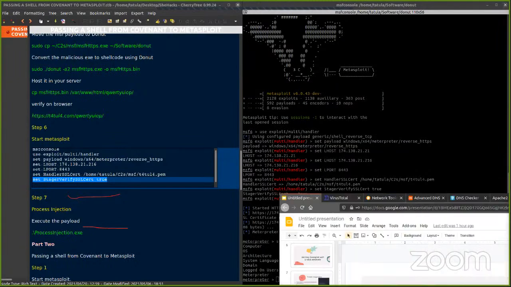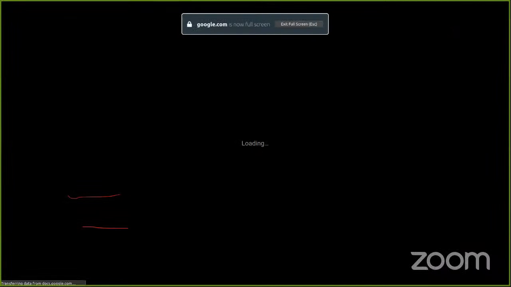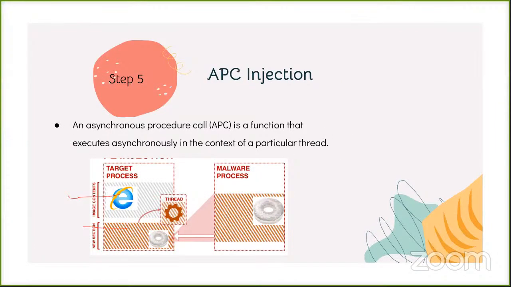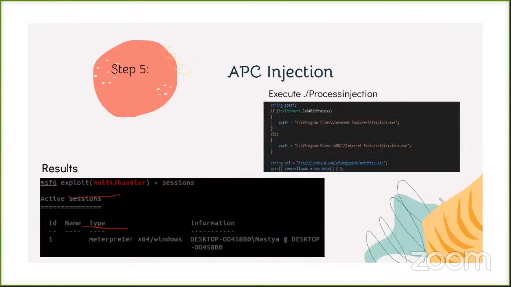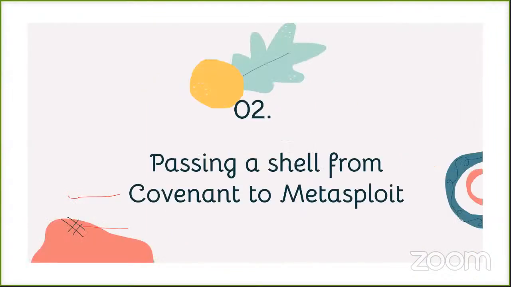So yeah, I guess now we are done with part one. We have generated an MSF payload, and then we have executed it, and we have a shell on our MSF, and we did that using HTTPS encryption. So we are almost done now. What's left is passing our shell from Covenant to Metasploit.